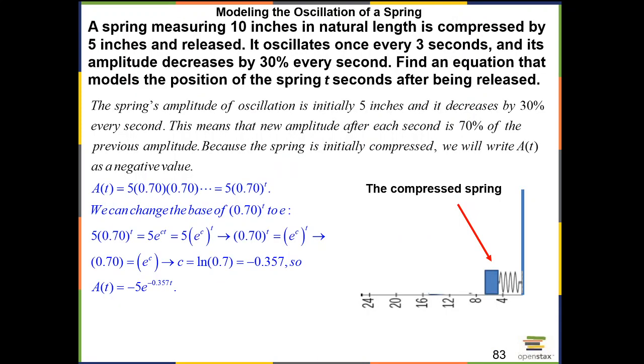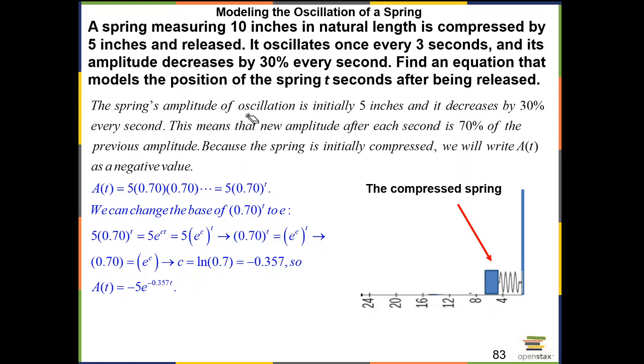functions in application problems. Okay, so here is an example with damping. A spring measuring 10 inches in natural length is compressed by 5 inches. It's just like the example that we did. But this time we're going to take friction into account. So the friction causes this to lose 30% of its displacement. So if you let it go here, it's not going to go to 15, but it's going to go to 70% of 15 because it loses 30%. Find an equation that models the position of the spring t seconds after being released.